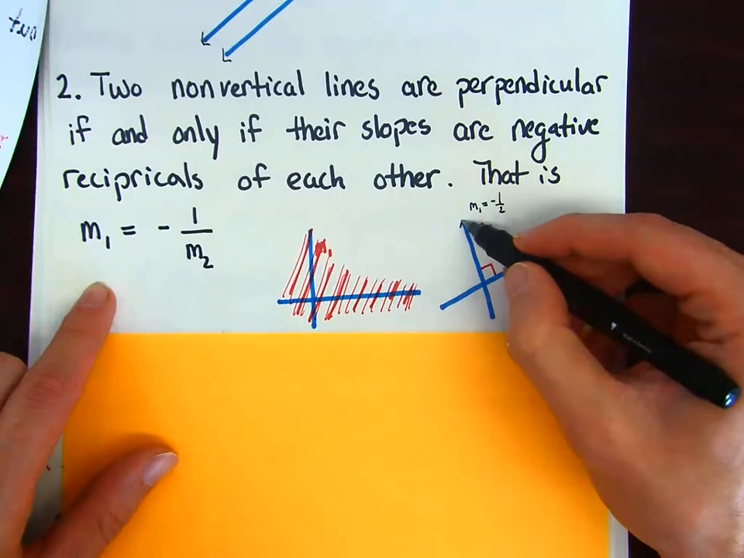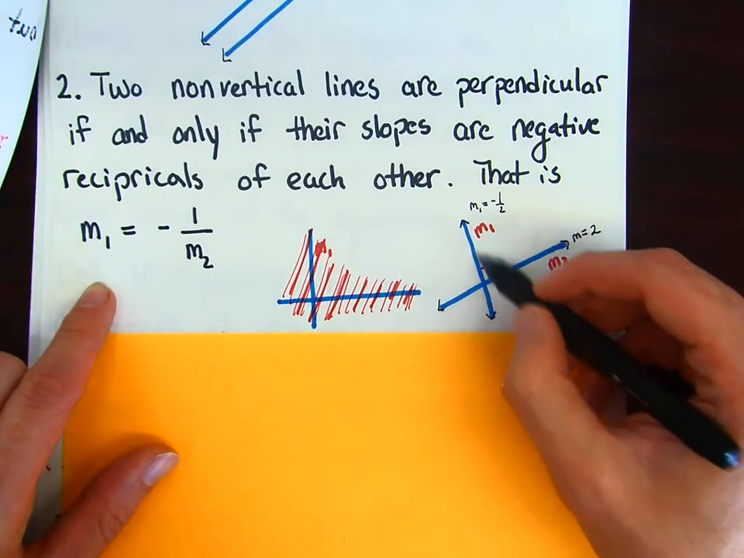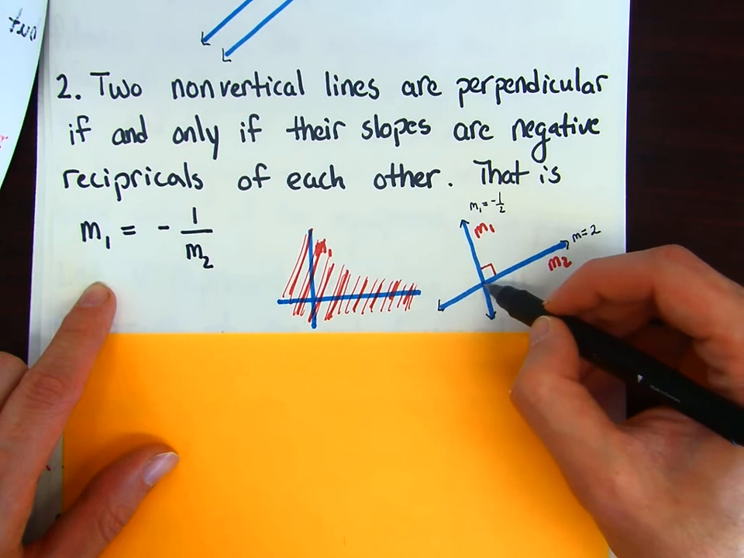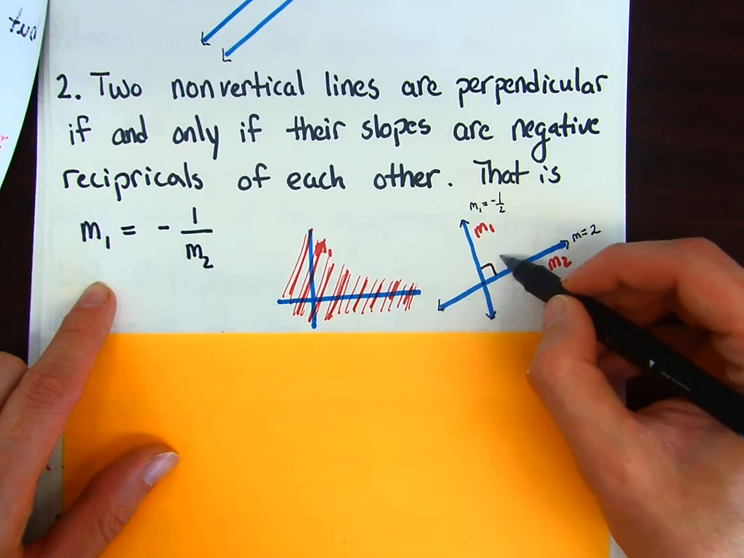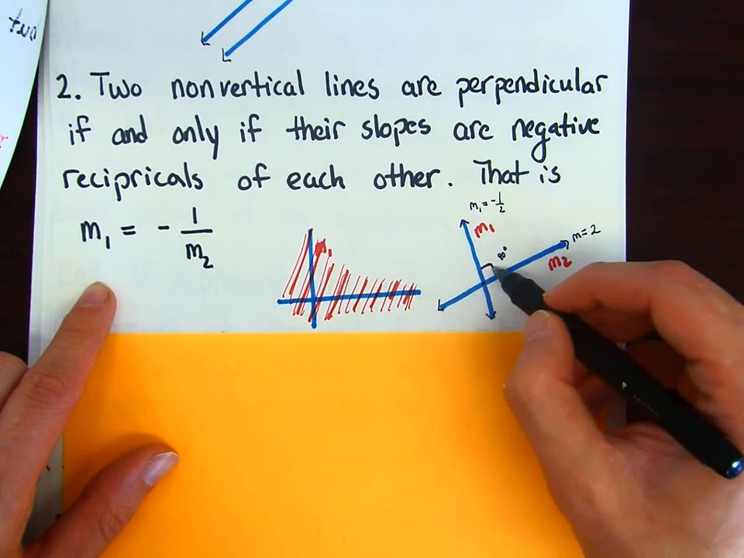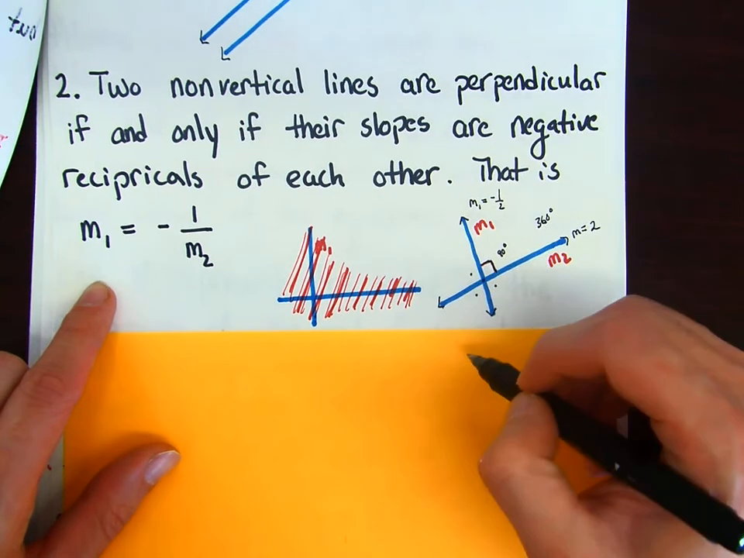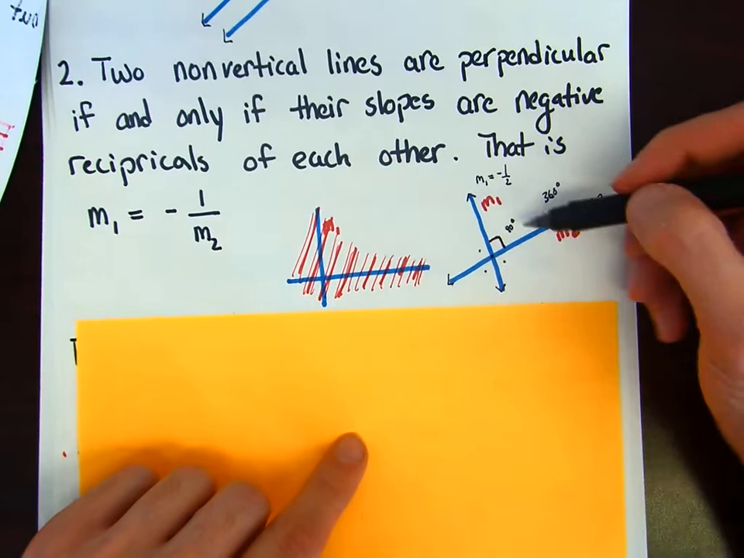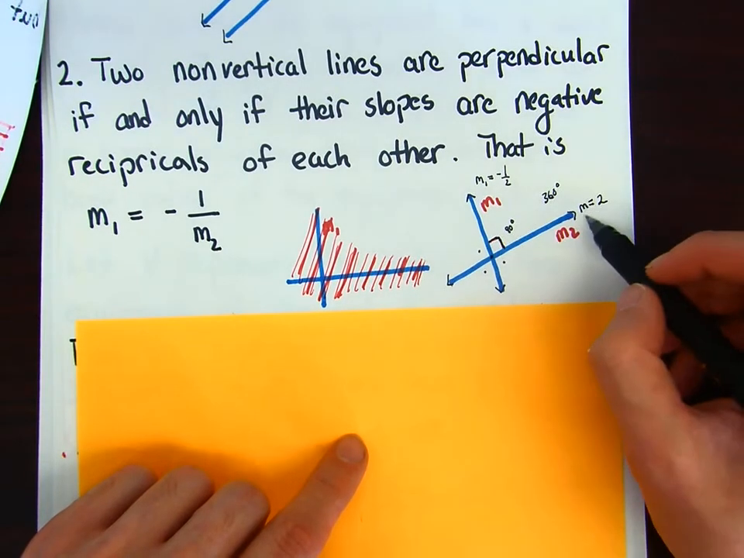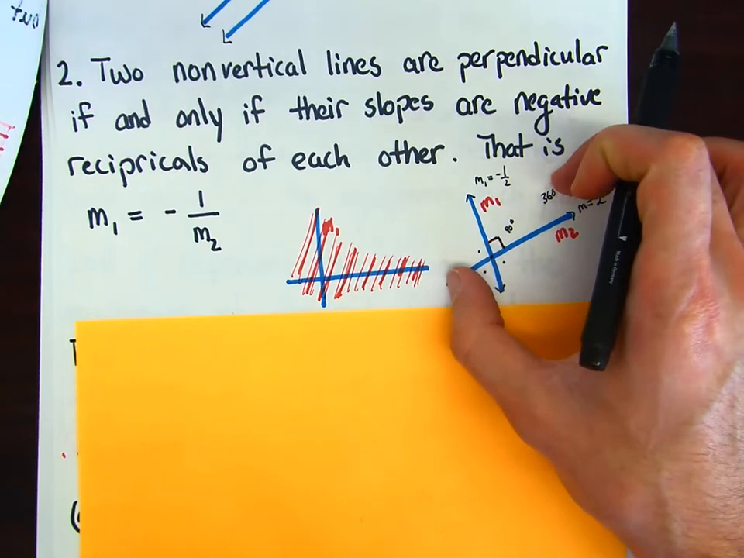And what does it mean to have perpendicular lines? When the lines intersect each other at one point, it creates a 90-degree angle. Right? And if you were to do this, 90 plus 90 plus 90 plus 90, you get 360. Right? So you know two lines are perpendicular if their slopes are negative reciprocals of one another. I'll explain this one a little bit more.